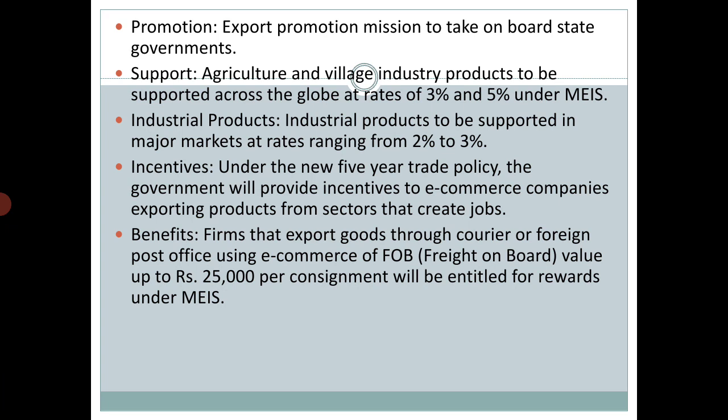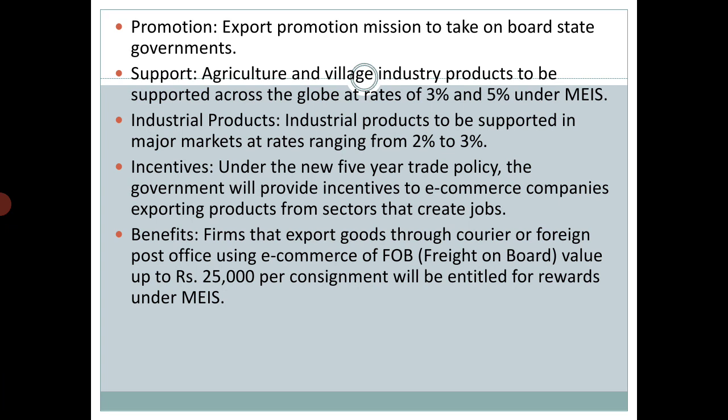Industrial products to be supported in major markets at rates ranging from 2 to 3%. Industrial products were also supported through the scheme. How was it supported? Yes, in major markets at rates ranging from 2% through to 3%.